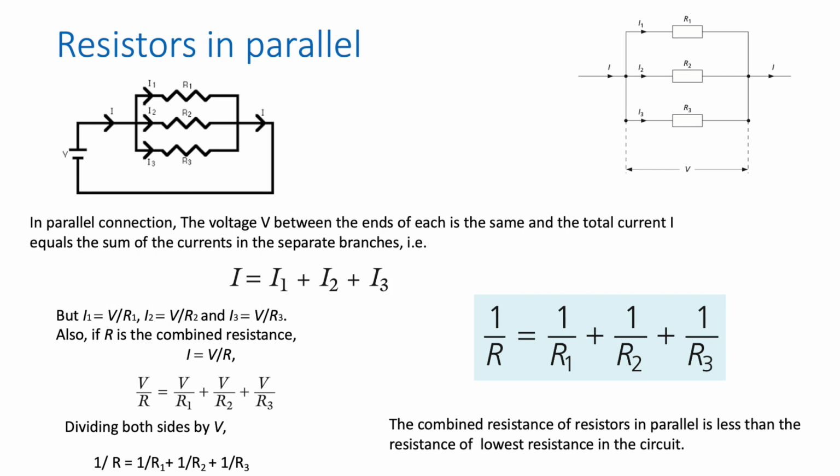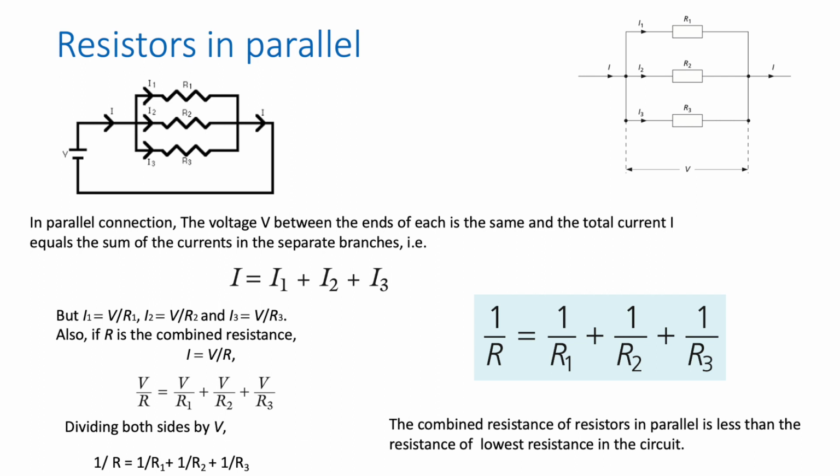Resistors in parallel. Sometimes we have to achieve very low resistance. To get very low resistance, we connect resistors in parallel. Here you can see three resistors R1, R2 and R3 connected in parallel to a cell. The main current in the circuit is I, but this current will split across these resistors. So I1 is the current flowing through R1, I2 is the current flowing through R2 and I3 is the current flowing through R3.